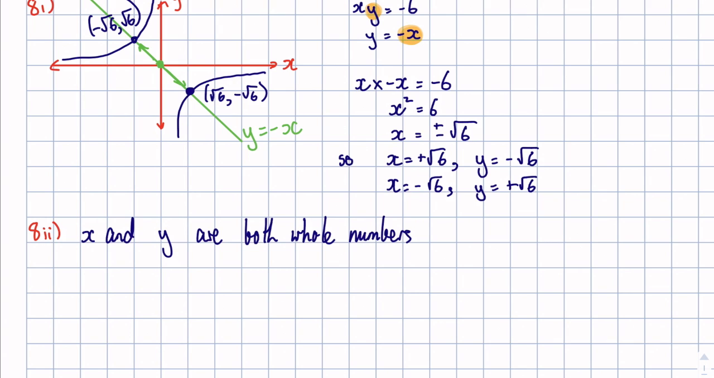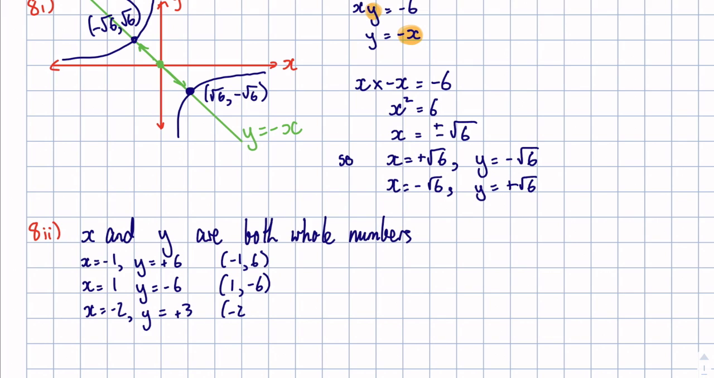So for example, if x equals negative 1, y would be positive 6. So we'd have negative 1 comma 6. If x equals positive 1, y equals negative 6. So 1 comma negative 6. If x equals minus 2, y equals positive 3. So it's minus 2 comma 3. If x equals positive 2, y equals negative 3. So that's 2 comma negative 3. These are all on these hyperbolas, by the way. And you'll see that if you draw them nicer than I did.